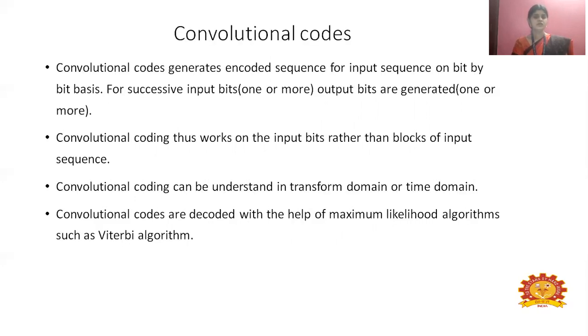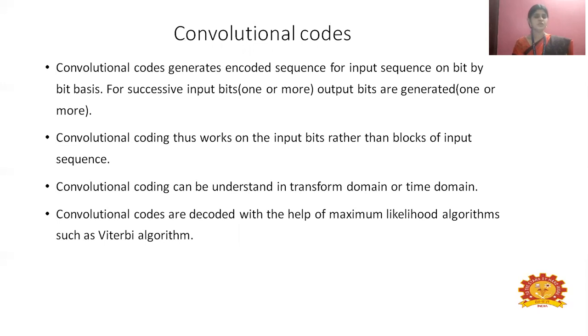Next, we are going to discuss the convolutional codes. Convolutional codes generate the encoded sequence for the input sequence on a bit by bit basis. For successive input bits, one or more output bits are generated. Convolutional coding thus works on the input bits rather than on blocks of the input sequence.